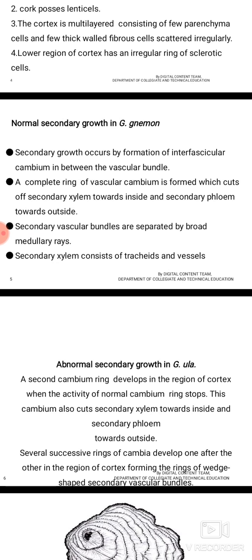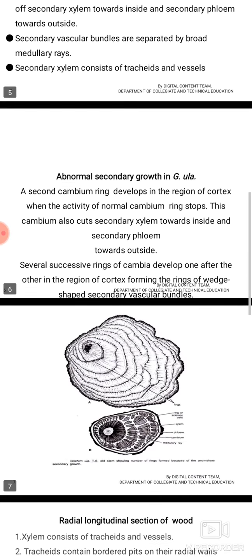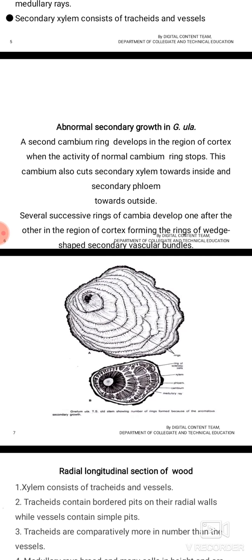Next, the abnormal secondary growth in Neetum ulla. Here, a second cambium ring develops in the region of cortex when the activity of normal cambium ring stops. This cambium also cuts off secondary xylem towards inside and secondary phloem towards outside. Several successive rings of cambia develop one after the other in the region of cortex, forming the rings of wedge-shaped secondary vascular bundles.